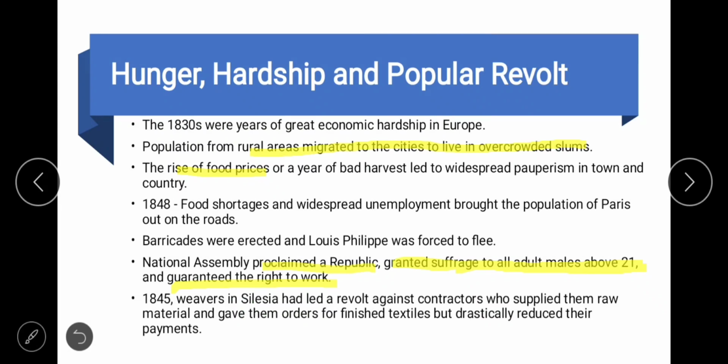Earlier, in 1845, an important event that needs to be noted is the revolt of the weavers in Silesia. Silesia is a place where weavers in 1845 led a revolt against the contractor who supplied them raw materials and gave them orders for finished textile. On June 4th at 2 p.m. in 1845, a large crowd of weavers emerged from their homes and marched in pairs up to the mansions of their contractors.